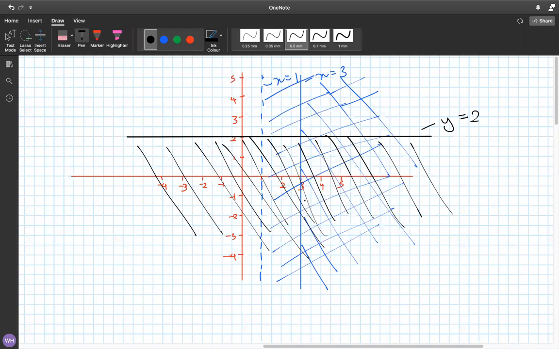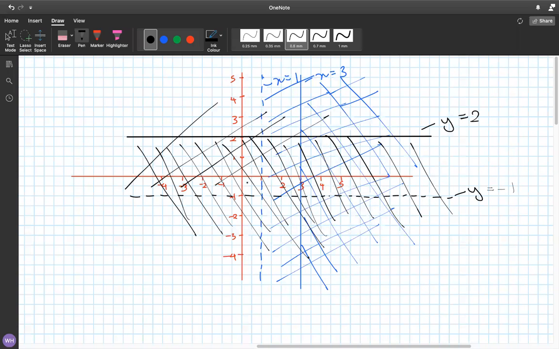A little bit messy in this, but anyhow. Next one, y is greater than minus 1. So here this is y equals minus 1. It says that y should be greater than that value. Yes, so the region above this line should be colored in this way.